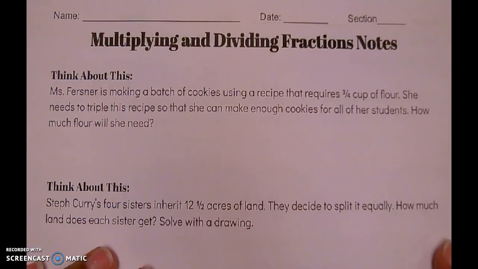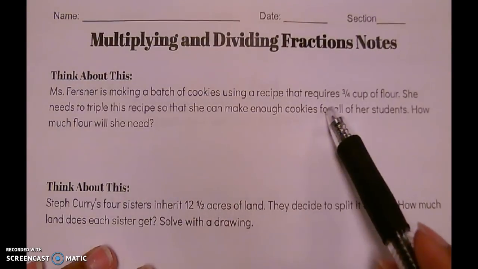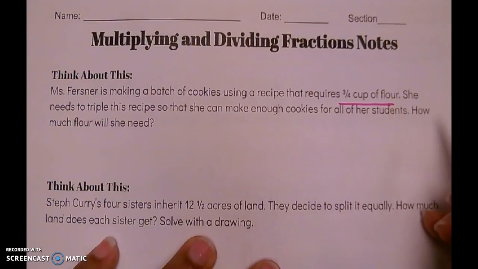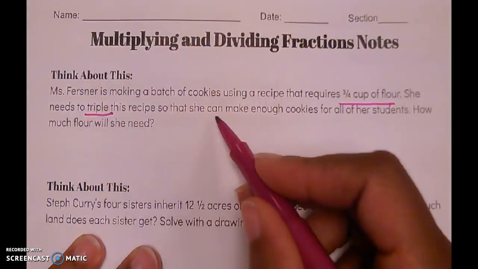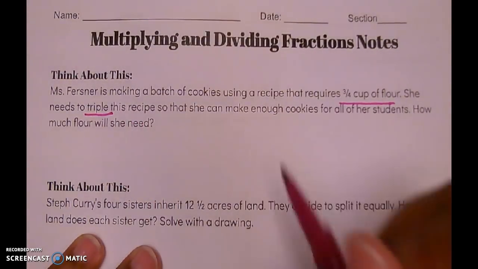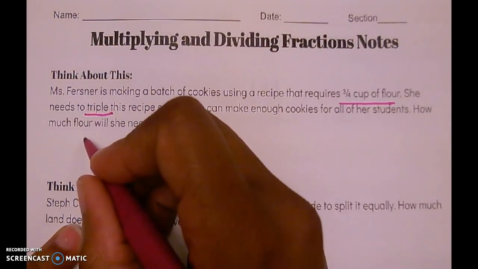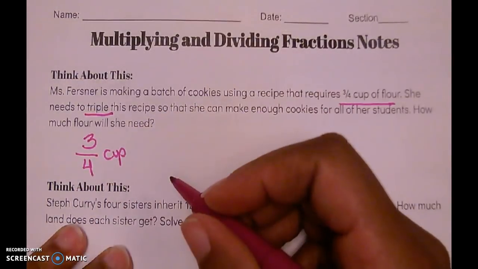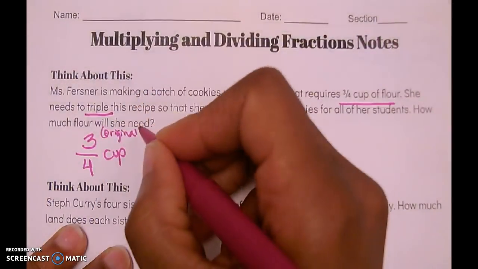Read the problem over again so we can make sure we understand. Ms. Fersner is making a batch of cookies using a recipe that requires 3/4 cup of flour. So I know that this is going to be important, so I'm going to underline it. You should too. She needs to triple, that's important, this recipe so she can have enough cookies for all of her students. How much flour will she need? Well, we're going to start off with the fact that the first recipe is going to require 3/4 cup of flour. Okay, this is just the original recipe.